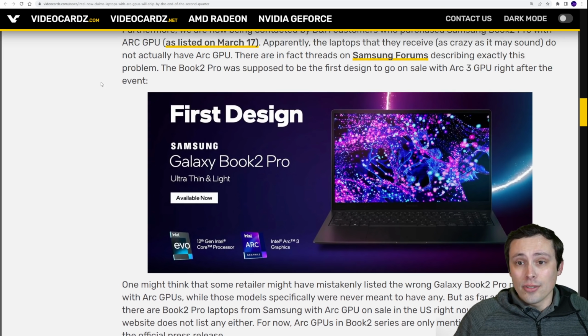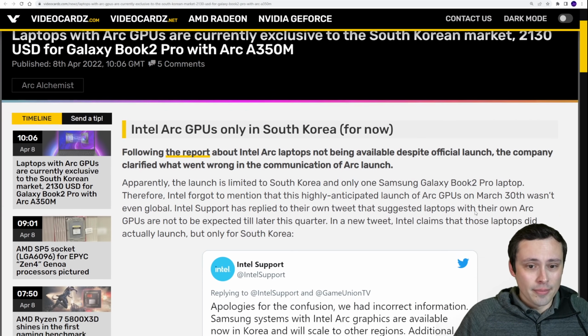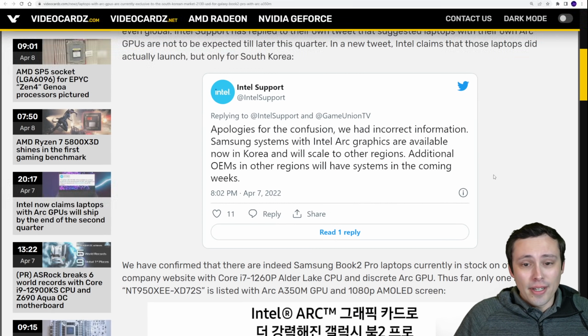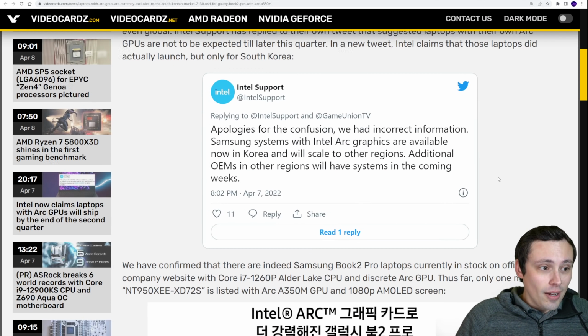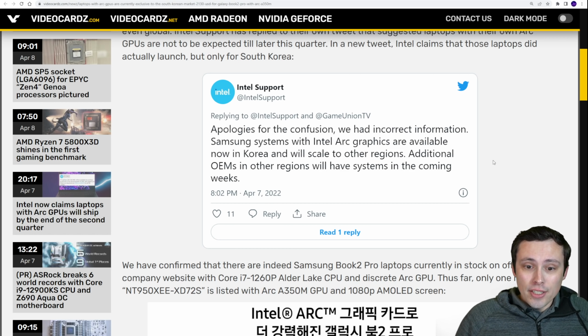Well, apparently there was also some clarification on this. Video Cards did have a follow-up article here, which is basically saying that, according to the same Intel support, they apologize for the confusion, they had incorrect information, and Samsung systems with Intel Arc graphics are available now in Korea. Then they'll scale to other regions. Additional OEMs in other regions will have systems in the coming weeks. Coming weeks? How many weeks? I don't know. Available now just in Korea?